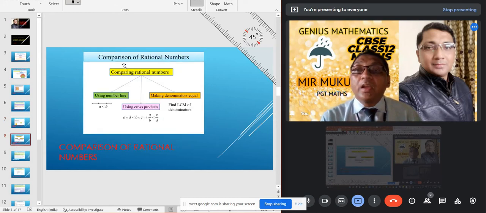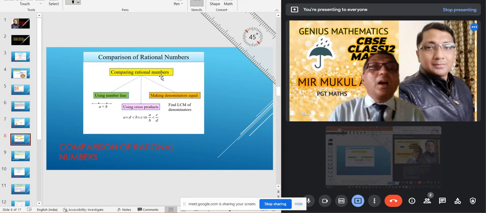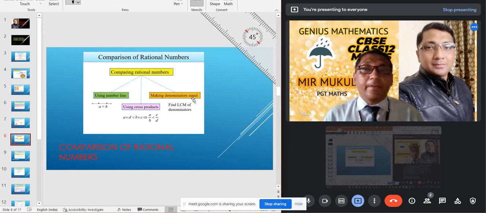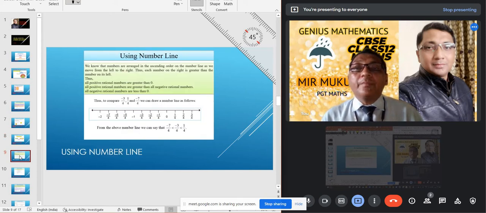Okay. Now, comparison of rational numbers. How can we compare them? Which one is bigger and which one is smaller? How can we decide? We can decide in two ways: using a number line, or by making the denominators equal. So using a number line, how will we understand which one is bigger?